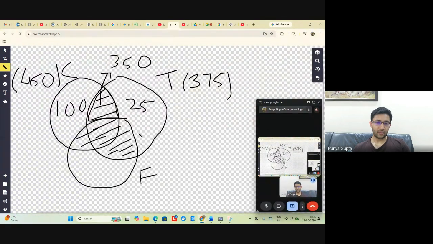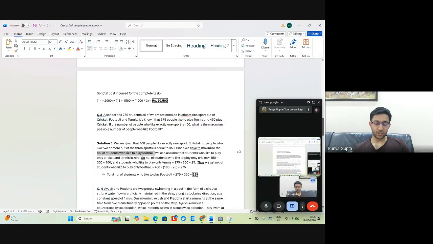And we are also told that 400 students like exactly one sport, which means x plus 100 plus 25 is equal to 400, which means x is equal to 275. Okay, and we are being asked to maximize the number of people who play football. So this is nothing but 275 plus 350, because this is 0 and this area is 350. So this gives us 350 plus 275, which comes out to be 625. So the answer for this question is 625.